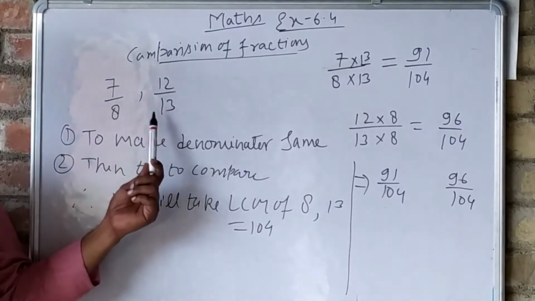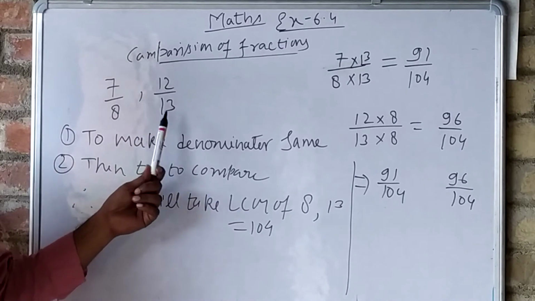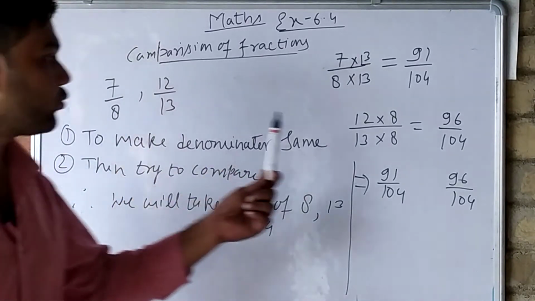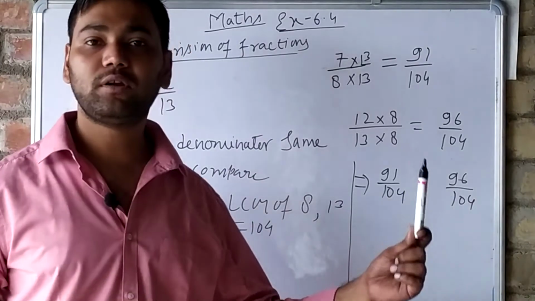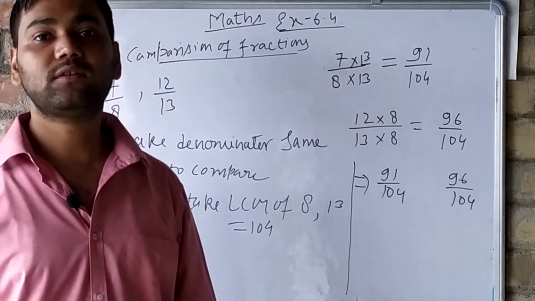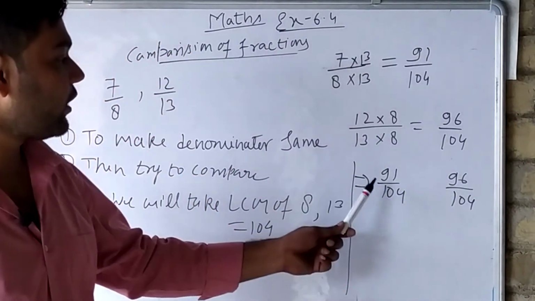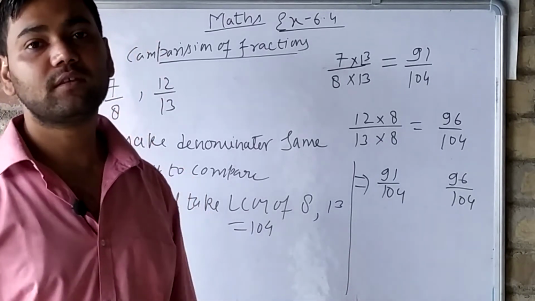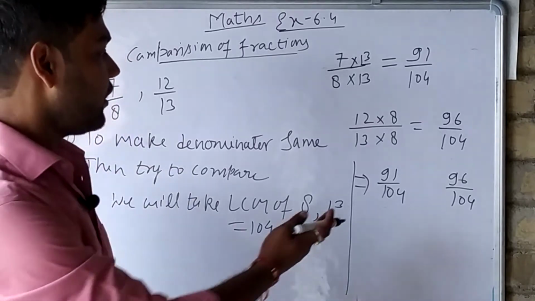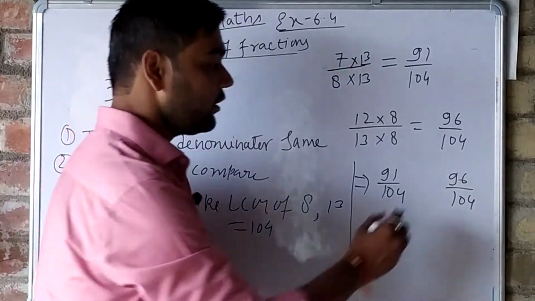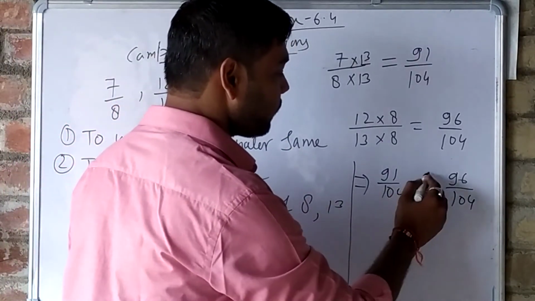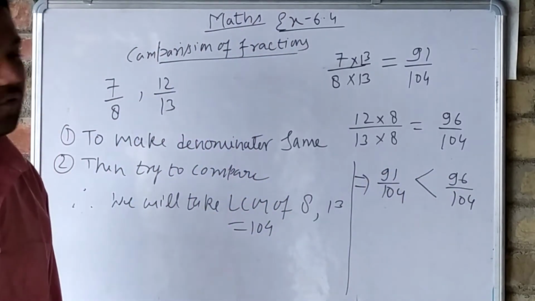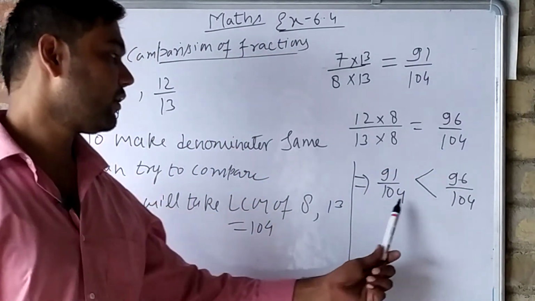What was lacking here? The denominator was not same. So as soon as we make the denominator same, we will reach the answer. We will see that 91/104 and 96/104, which is greater and which is smaller. Now it is clearly seen that 96/104 is greater than 91/104. So this is greater than this.